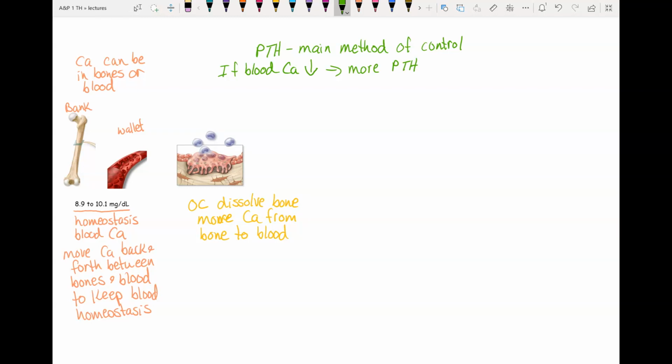That extra PTH will stimulate your osteoclasts to dissolve more bone. So your osteoclasts will work harder, and they will dissolve more bone. This will then raise your blood calcium.